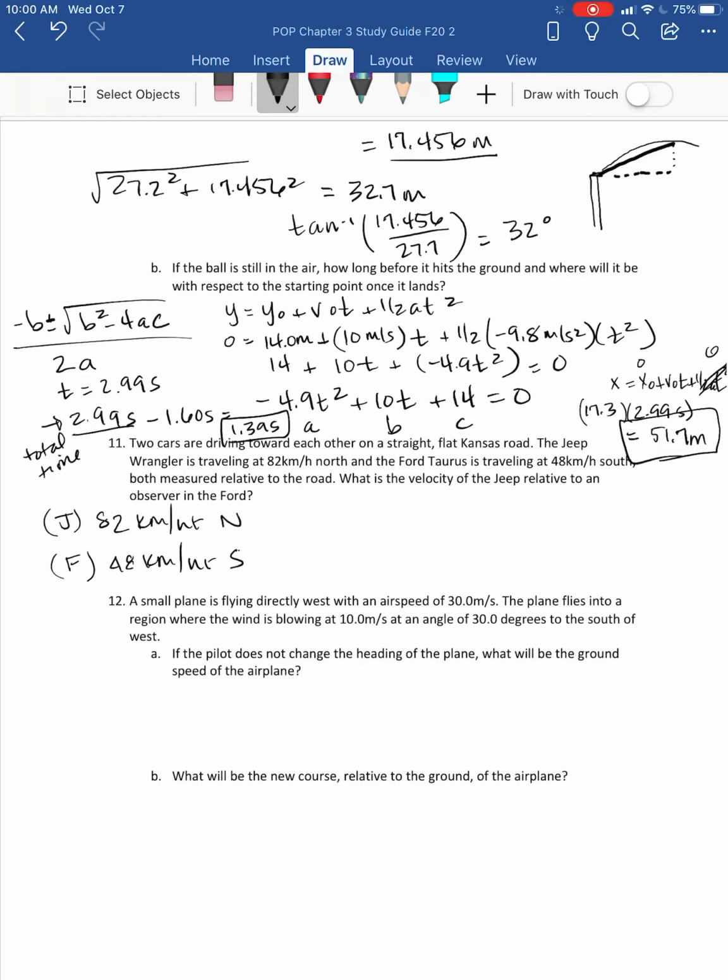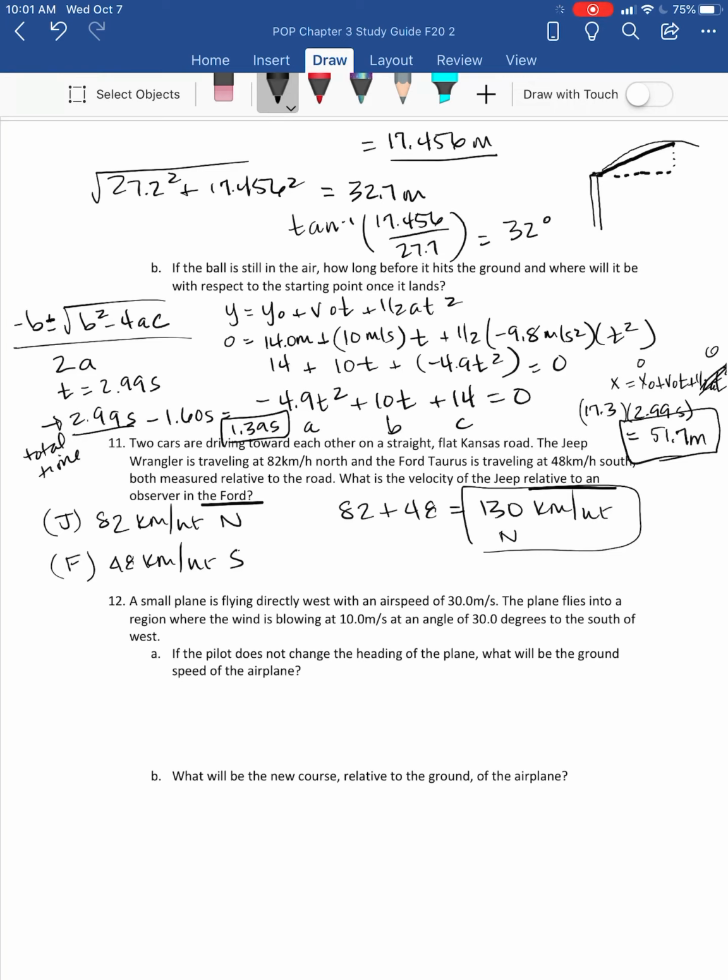So since they're going towards each other, if you go back through your PowerPoints, you'll see this was relative velocity example 2. You basically are just going to add these two together. So 82 plus 48 is 130 kilometers per hour. And if you're saying relative to the Ford, the Jeep looks like it is going 130 kilometers per hour to the north.